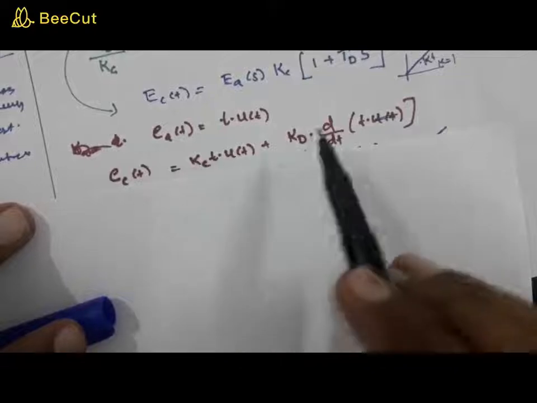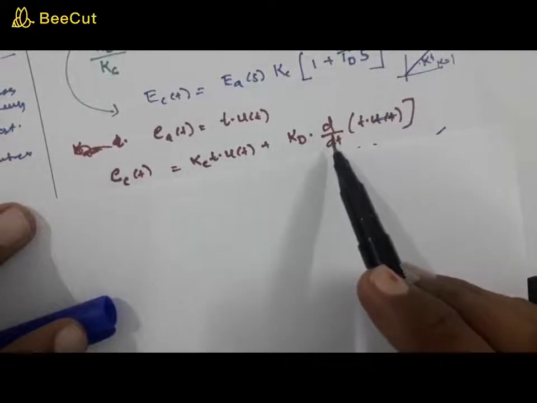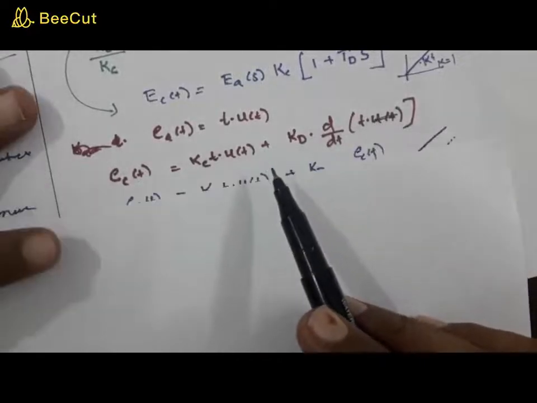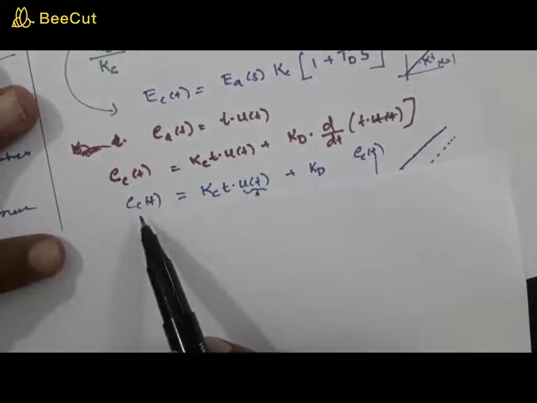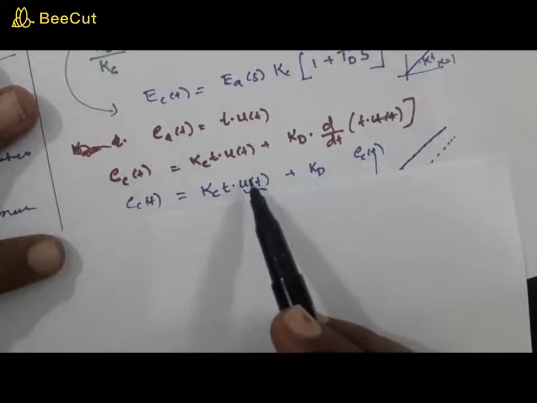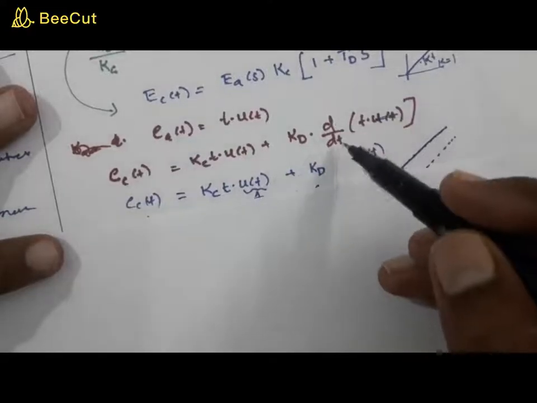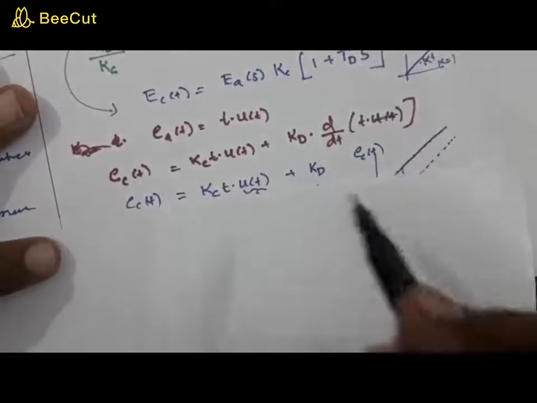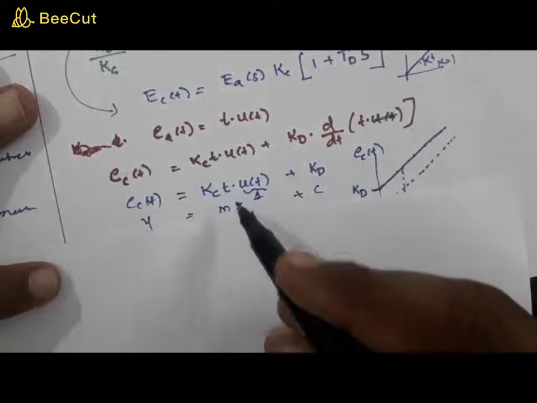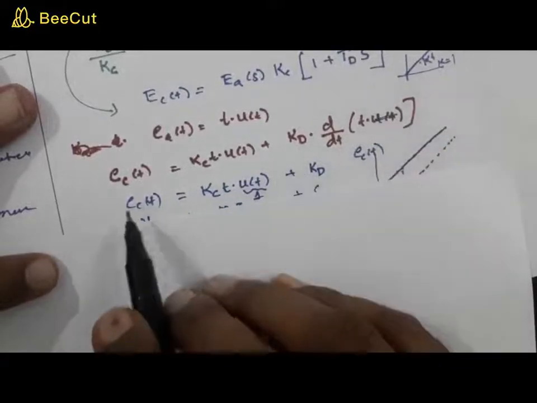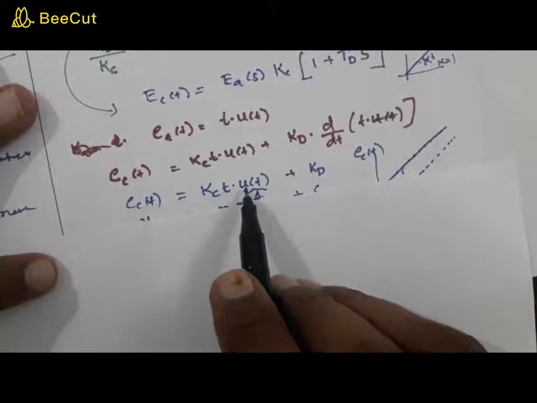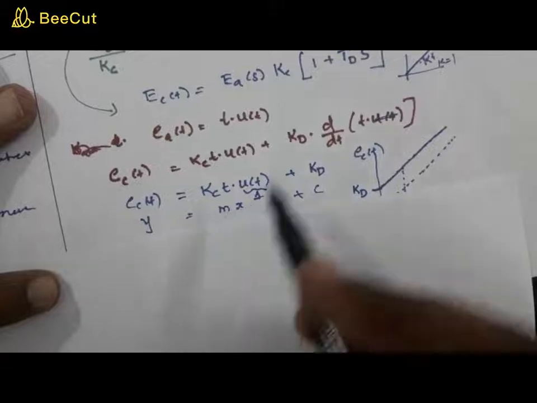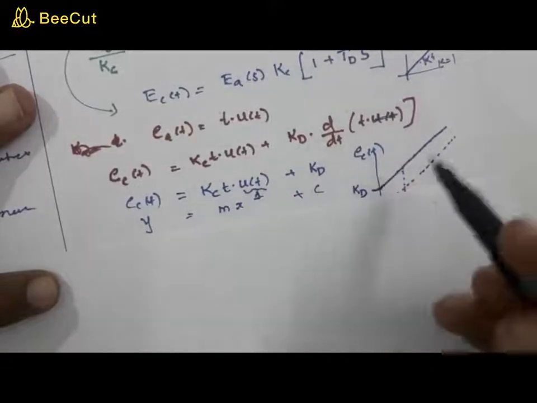That is given as Kc into t into u of t. This is the proportional part, and this is the derivative part, Kd into the derivative of t into u of t. You don't have to consider u of t again, you just need to differentiate. So EC of t is equal to Kc into t into u of t plus Kd into the derivative of t. The derivative of t with respect to time is 1, so this is equal to Kd. So this expression becomes EC of t is equal to Kc into t into u of t plus Kd. This is similar to y is equal to mx plus c, where x denotes the time t.